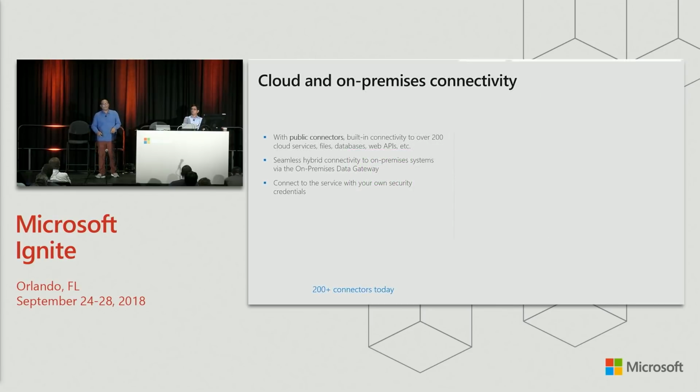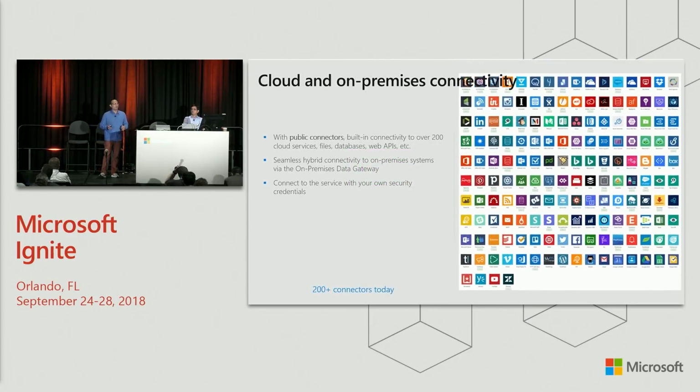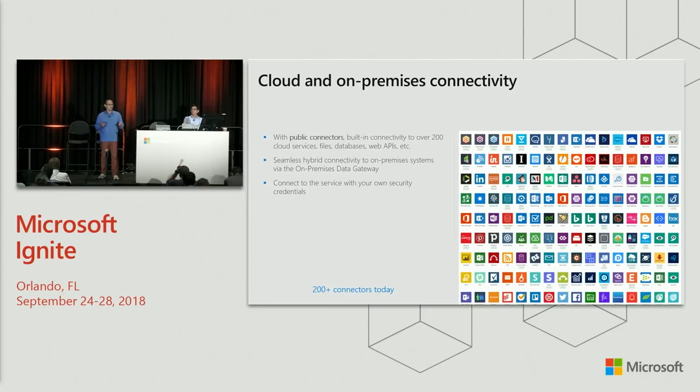So today, we have over 200 connectors for Power Apps and Flow, right? All of these are available out of the box. These are standard connectors. And they provide connectivity to a lot of cloud-based SaaS services, file, database, even to on-premise data systems.